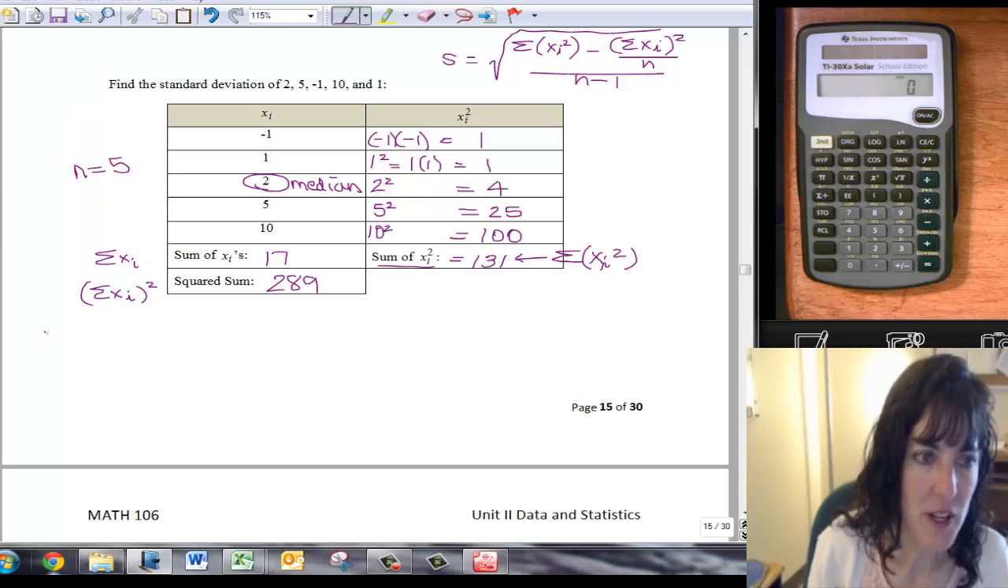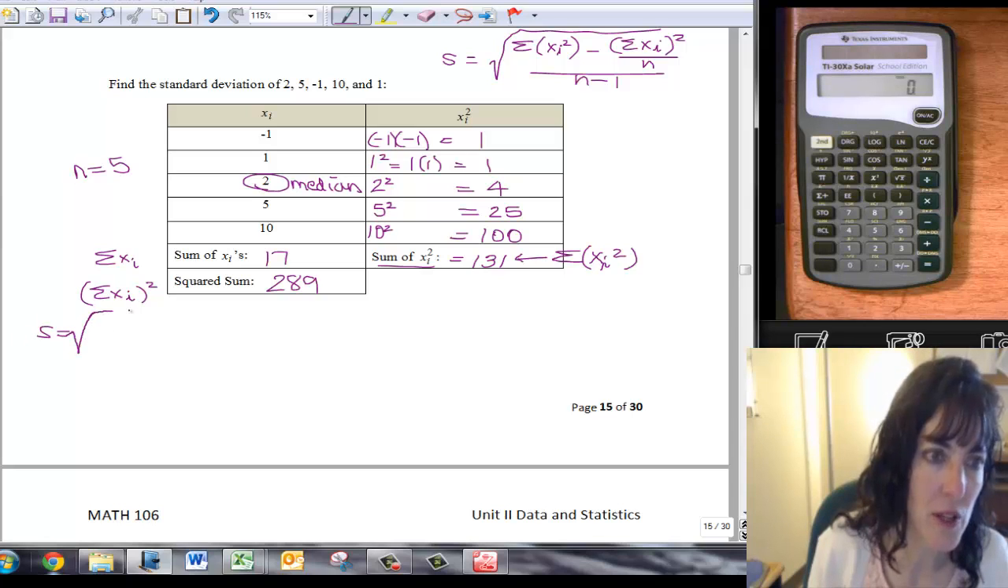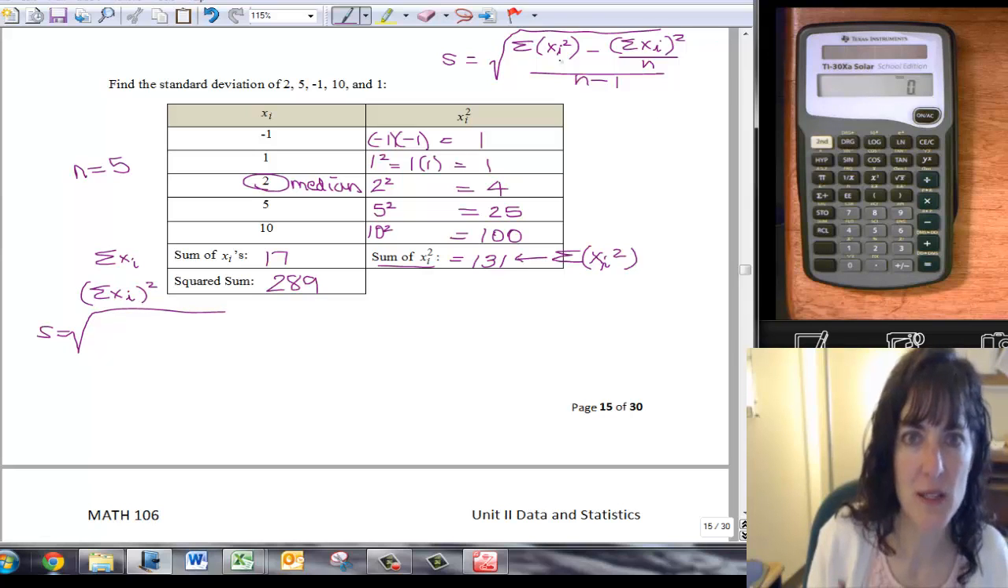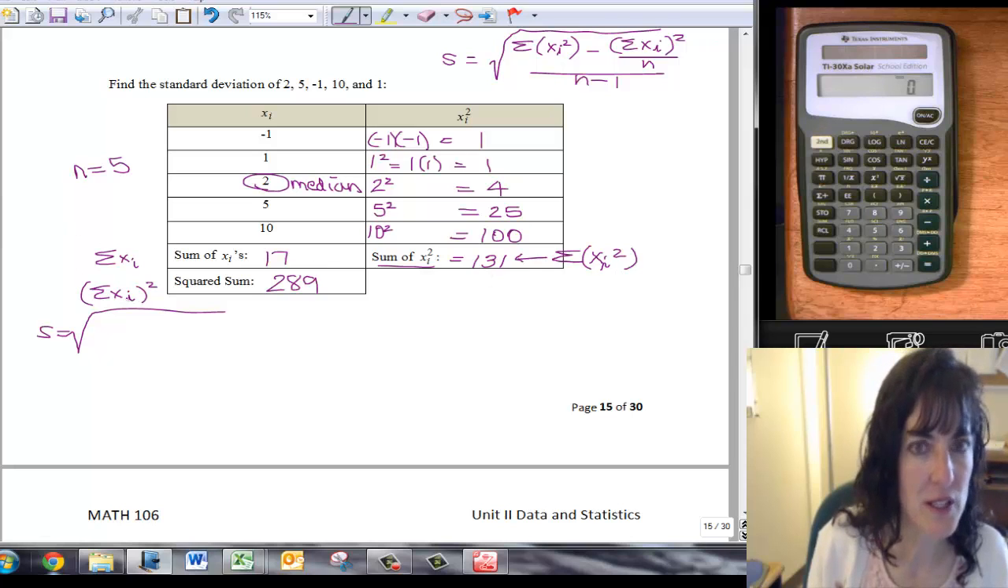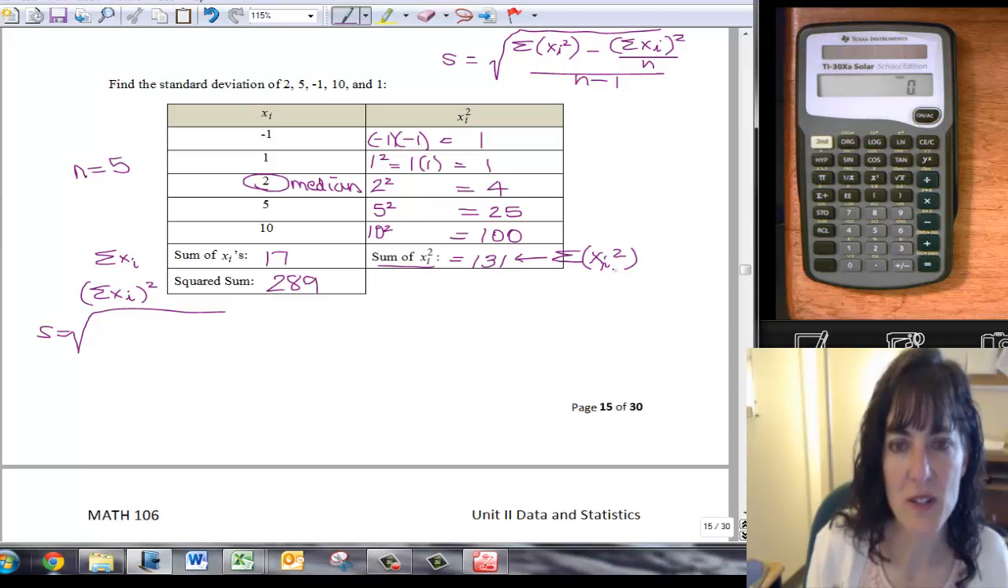I can get my pen over here. So I have S equals, take the big square root, and I have the summation of my x sub i's, and this one's the squared. So the summation of the x sub i's, oh, the x squareds first. There we go. The summation of x sub i's squared.